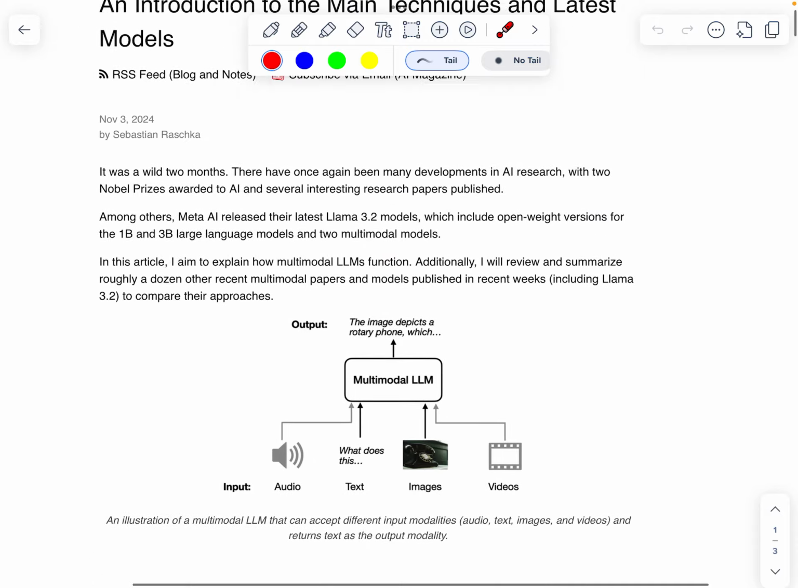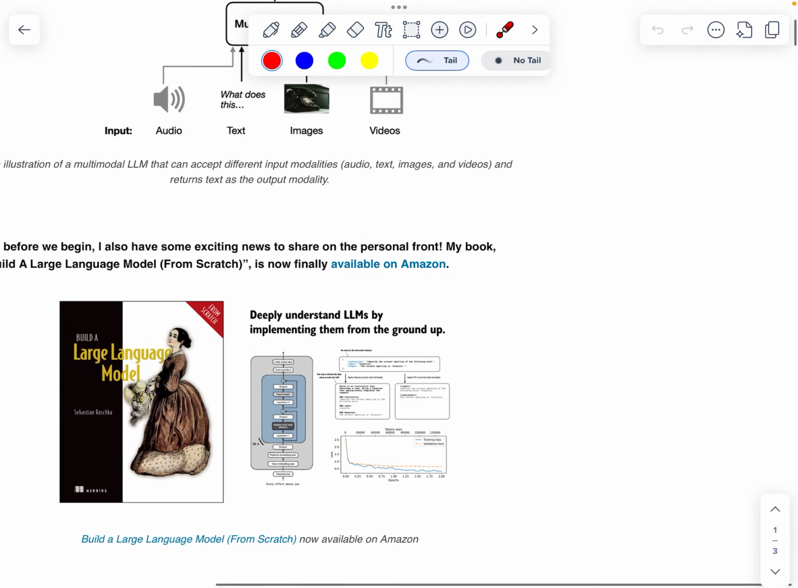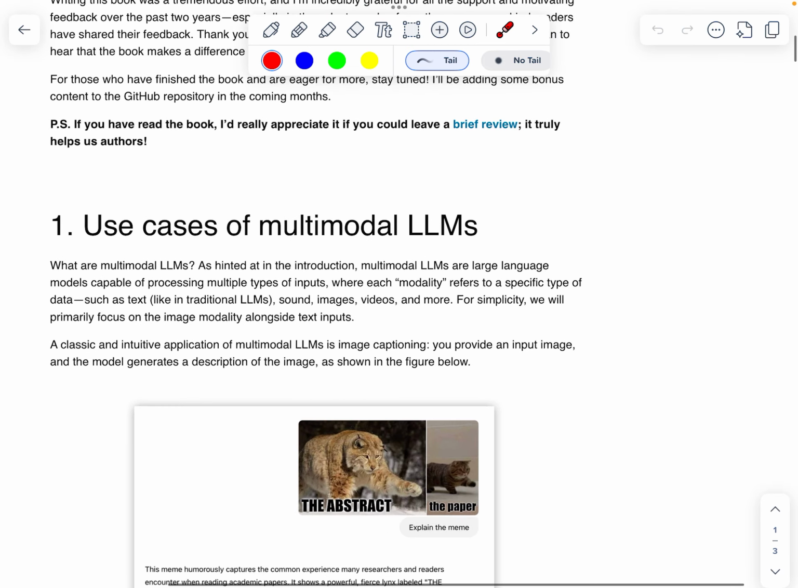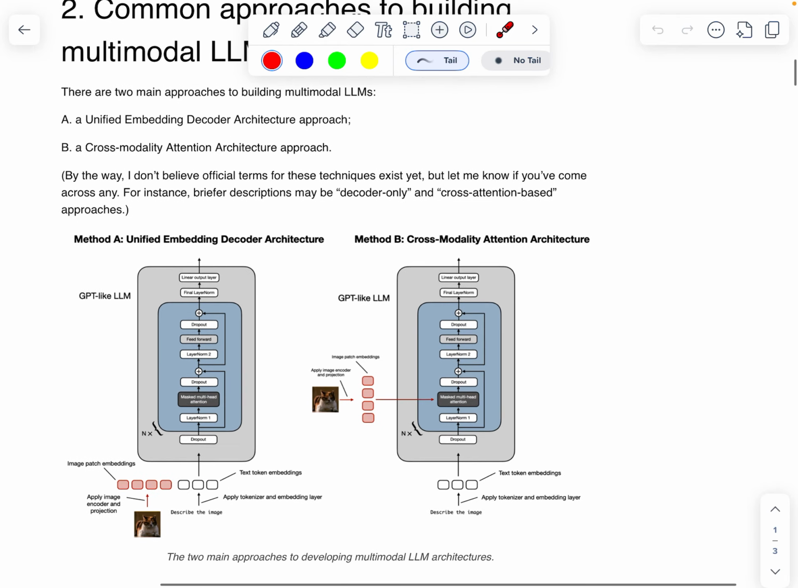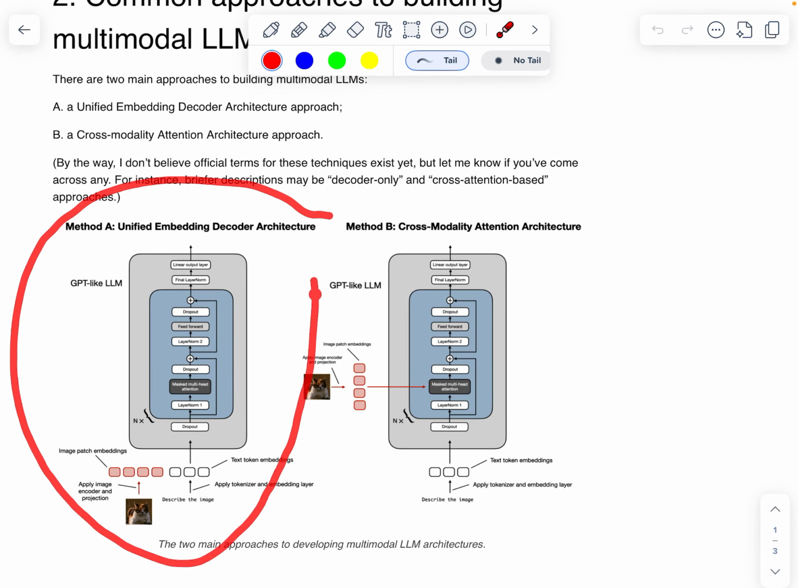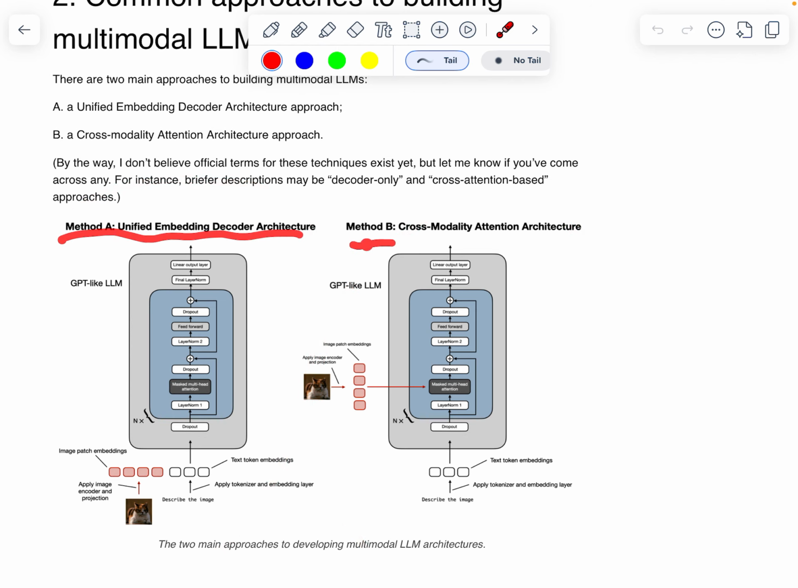how input is given into multimodal LLMs. So what does multimodality mean here? Multimodality means you have multiple types of inputs such as text, sound, images, and videos or more. So the basic idea that this guy talks about is there are two ways of feeding in input. Method A and then method B.